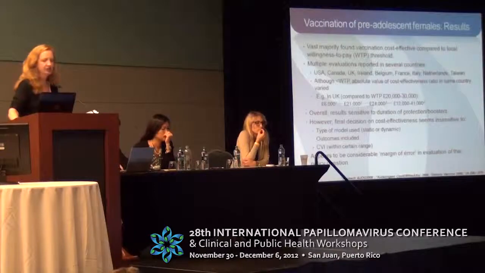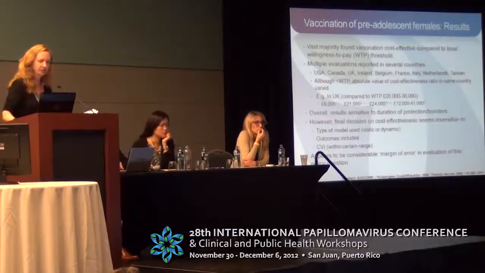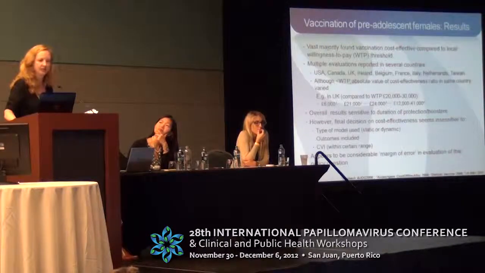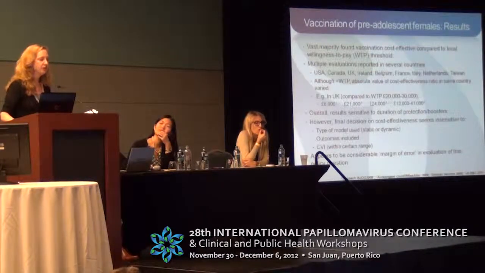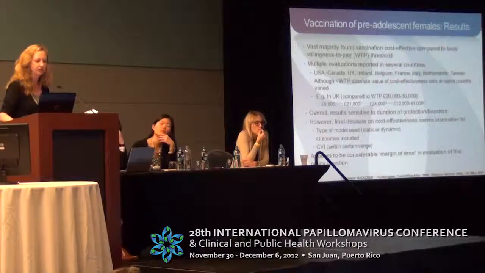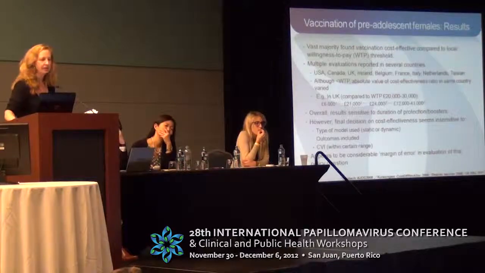The vast majority of these evaluations, with a notable exception of one in the Netherlands, found that vaccination would be cost-effective compared to the local willingness to pay threshold. That's vaccination of pre-adolescent females. It is notable that multiple evaluations by different groups have been reported in several countries as listed there. It is also notable that although these all came in under the willingness to pay threshold, the absolute value of the cost-effectiveness ratio did vary quite considerably, and this is a function of the different assumptions used in models. For example, in the UK, there's up to a 6-fold difference in the results for some of the different evaluations.